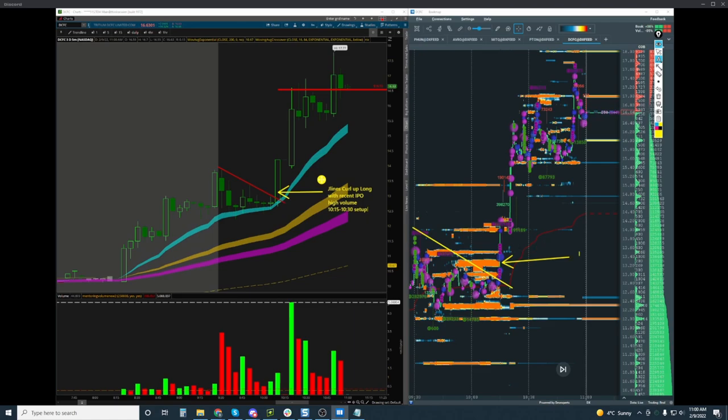And over here we have big aggressive buyers stepping in, removing liquidity, confirmation of the powerful move. And I really like to see these.